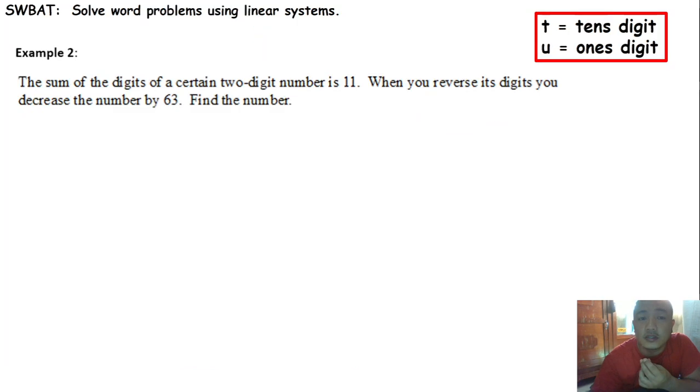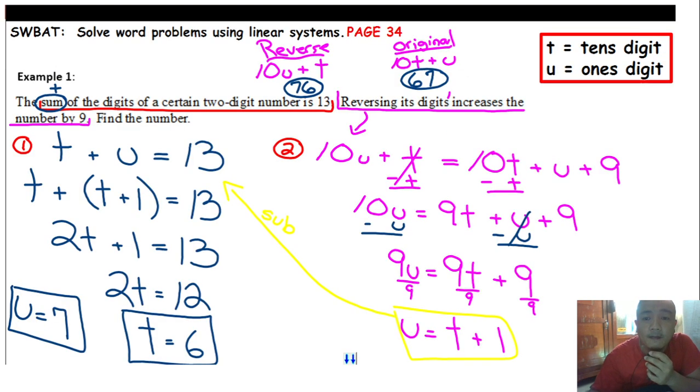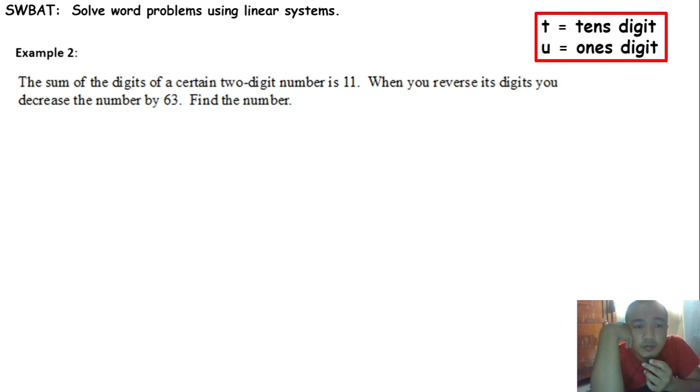So, yun yung answer niya. Alright. Next, the sum of the digits of a certain two-digit number is 11. When you reverse its digits, you decrease the number by 63. Find the number. Now, same procedure as we did in the previous problem.